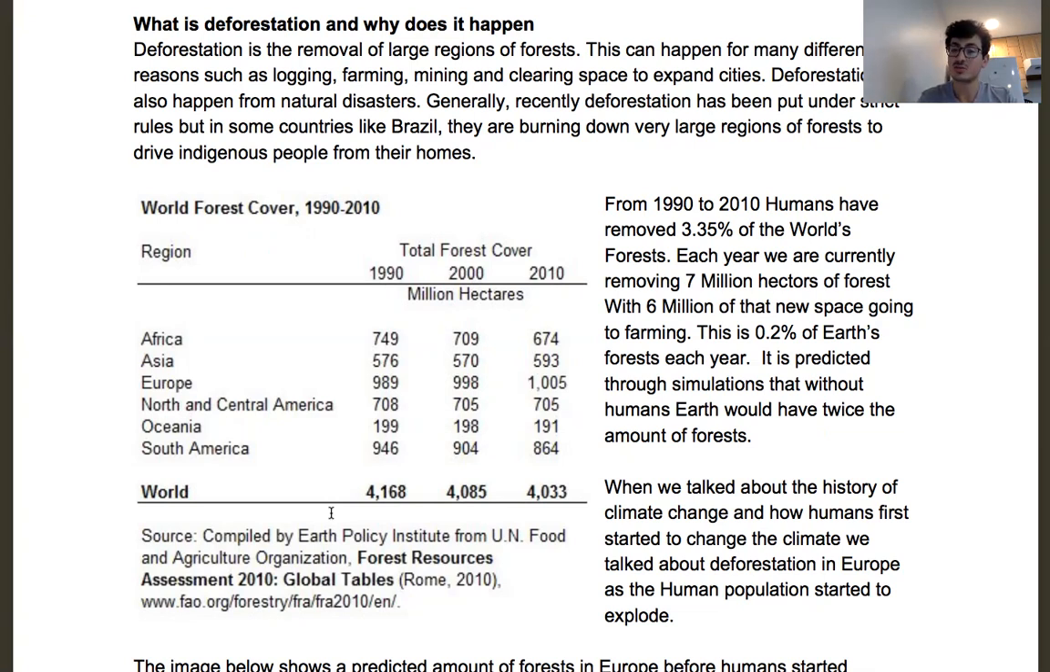And it's predicted through simulations that without humans on Earth, there'd be twice the amount of forest that we have on Earth. So there'd be almost 8 billion hectares of forest on Earth. And we'll put that in context of what that means in a second here.